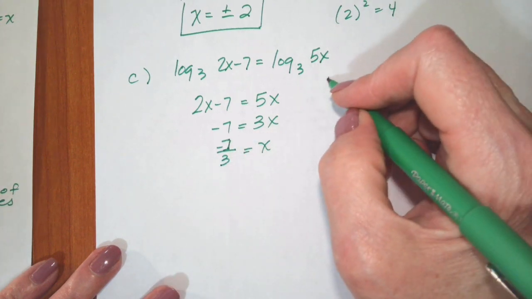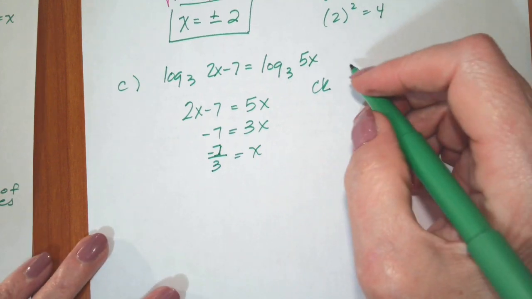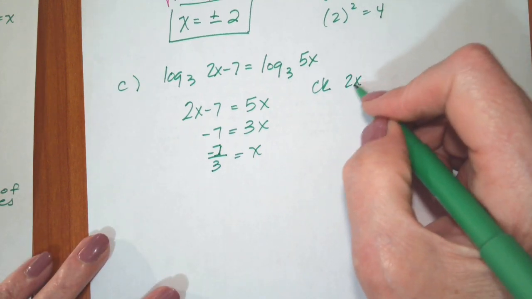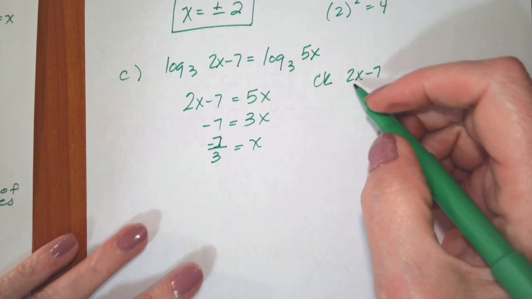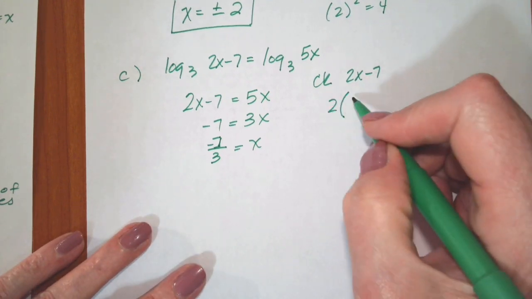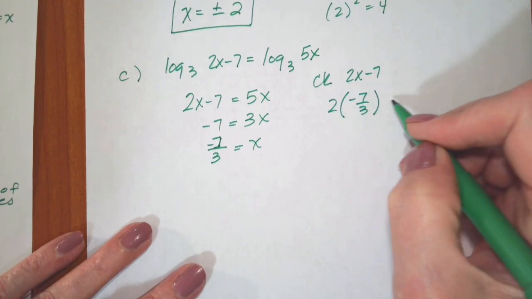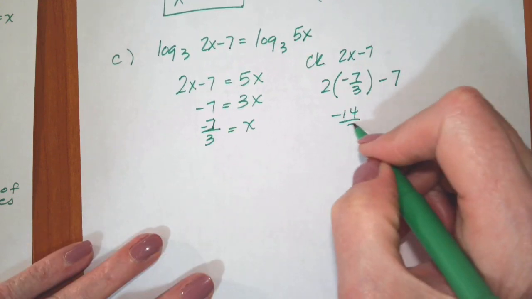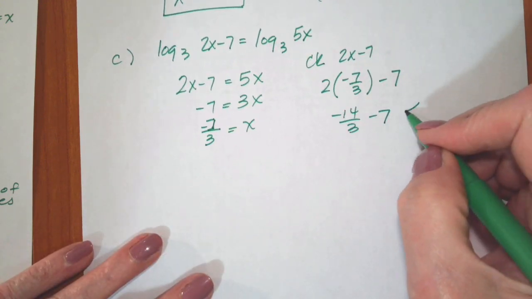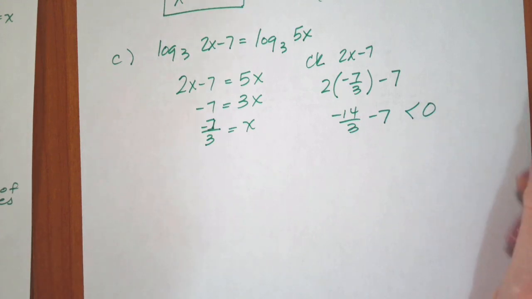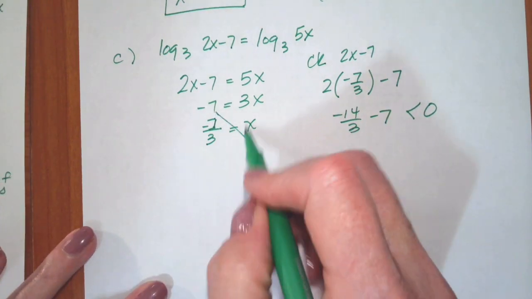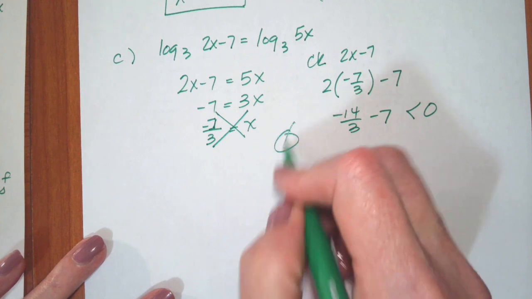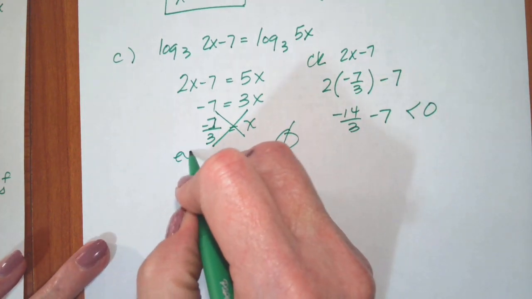Okay, so let's check. Alright, so let's check 2x minus 7. So 2 times negative 7 thirds minus 7 gives me negative 14 thirds minus 7, which is less than 0. So there is no solution. This is extraneous.